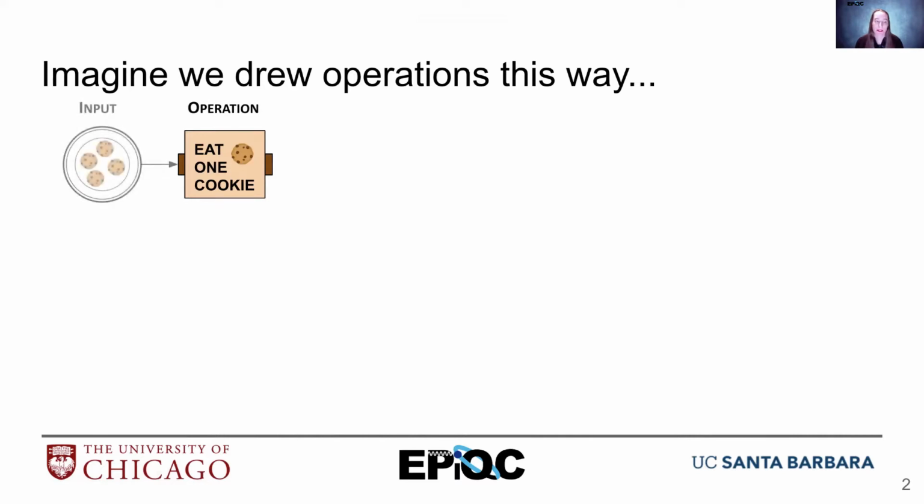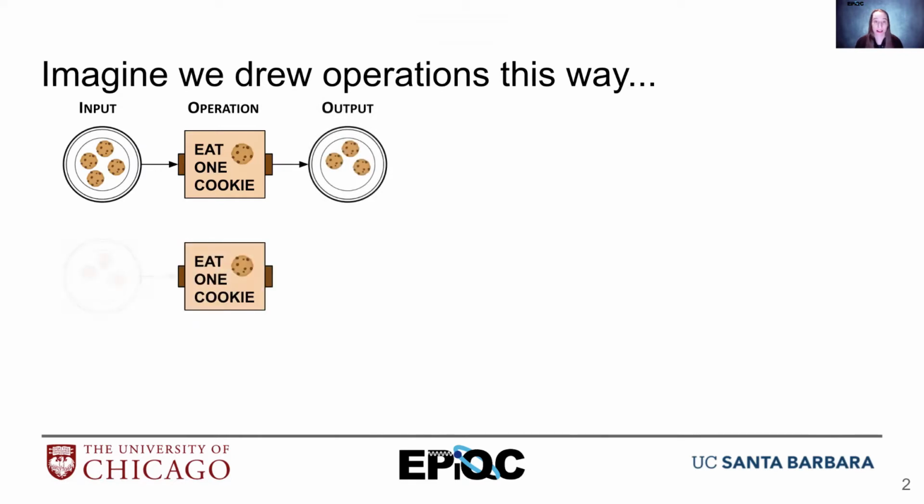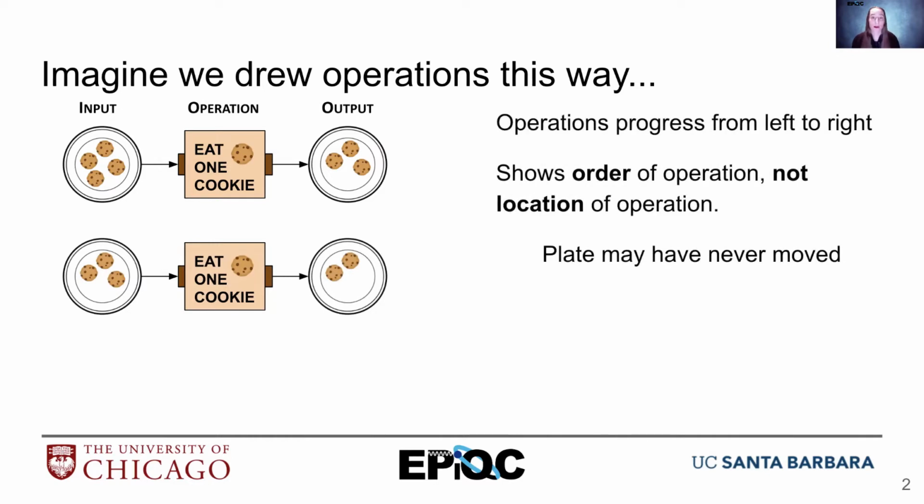I would start with a plate with 4 cookies on it, and if the operation eat one cookie is applied, then I have 3 cookies left. Okay? Likewise, I could start with 3 cookies and apply the eat one cookie operation, and I would be left with 2 cookies. Okay? So a few important points about this representation.